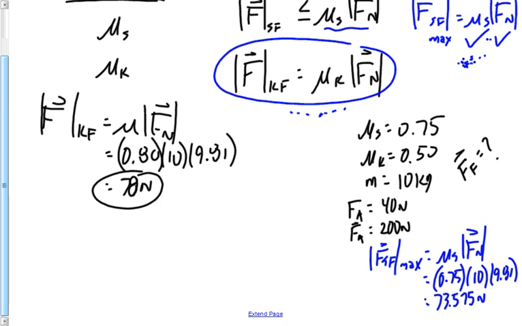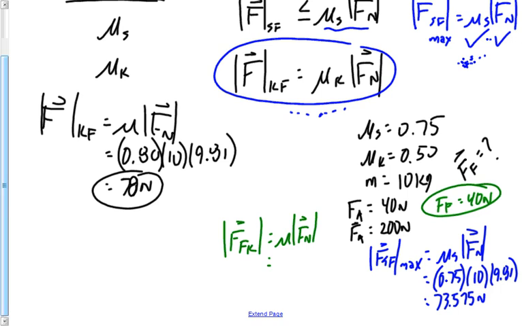If we apply a force of 40 newtons, does it move? No, it doesn't, because we haven't exceeded that. What's the force of friction in that case? 40 newtons. If we apply a force of 200 newtons, does it move? Sure it does. What's the force of friction now? We're not sure. Now we've got to find the force of kinetic friction by saying mu 0.50 times 10 times 9.81. That's going to give you 49.05.